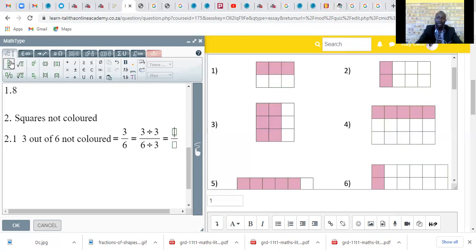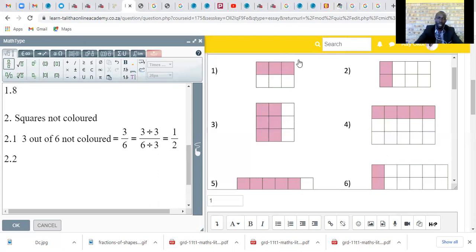Well, 3 divided by 3 is 1, and 6 divided by 3 is 2. Now, that is how you would handle question 2.1. Now, question 2.2 is asking for the fraction of squares that are not colored.